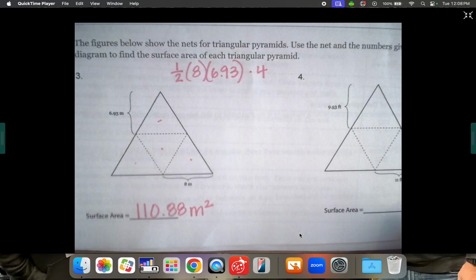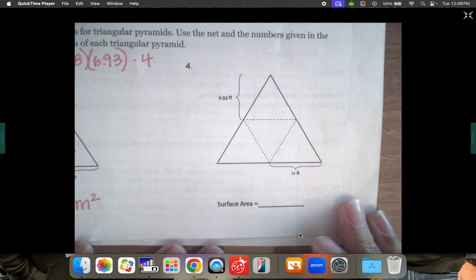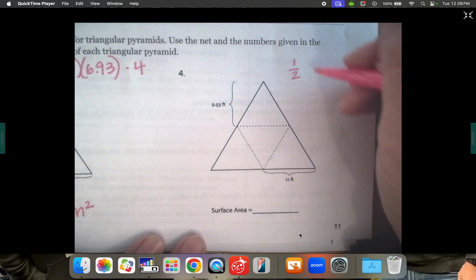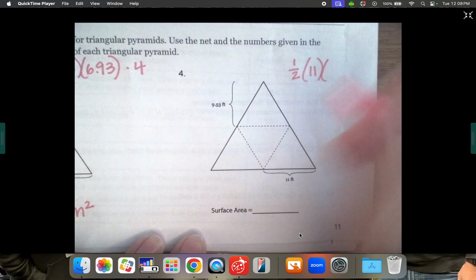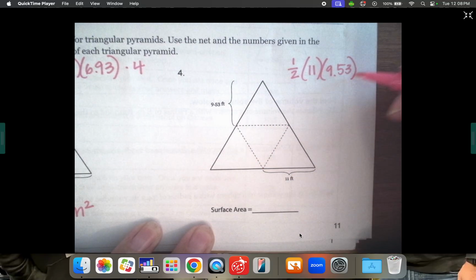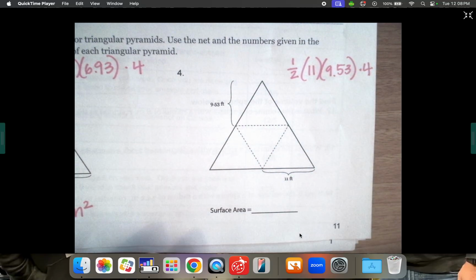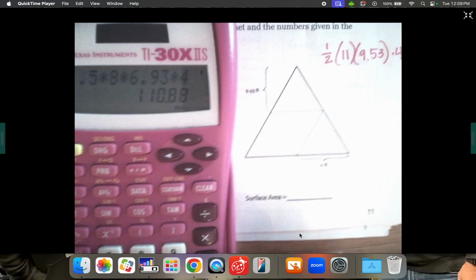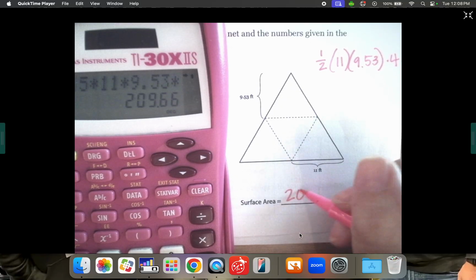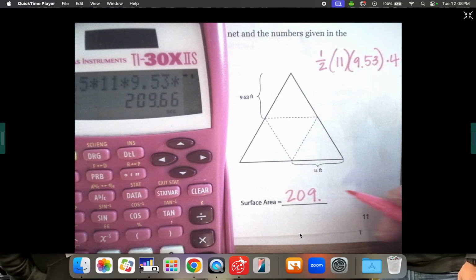All right, let's do the last one on this side. 1/2 base, which is 11, times height, which is 9.53, times 4, because there are 4 triangles in this shape. So 0.5 times 11 times 9.53 times 4. So this one is 209.66.